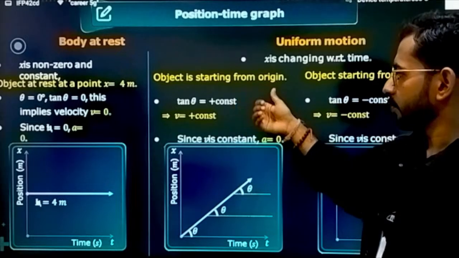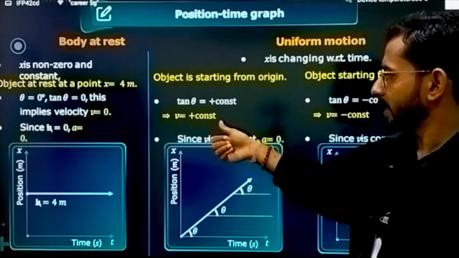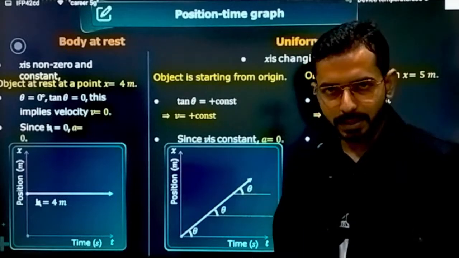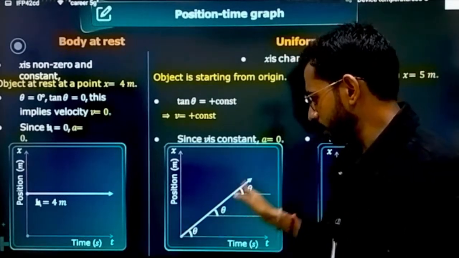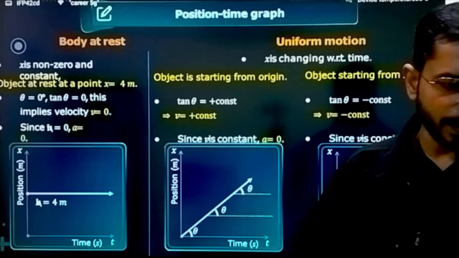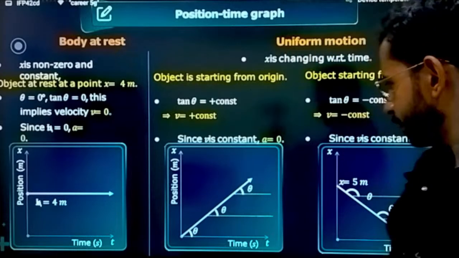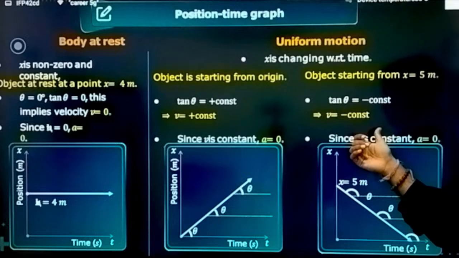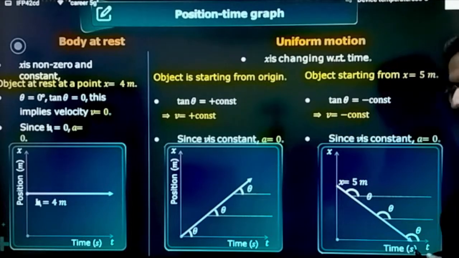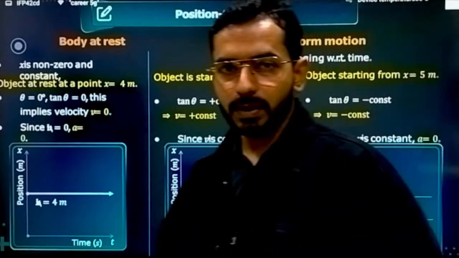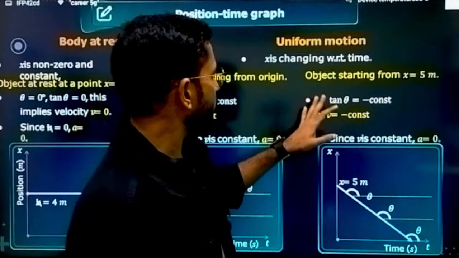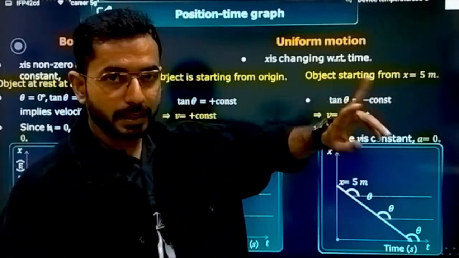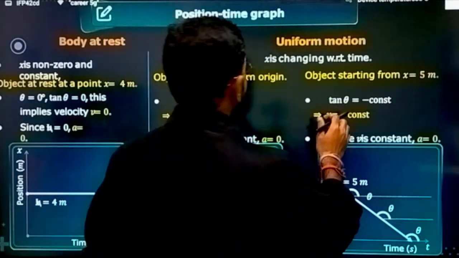Second case, the object is starting from the origin, and velocity is constant. Acceleration is 0. Velocity is given constant, so acceleration is 0. We have already discussed that it will be a straight line, y equals mx, passing through the origin. Next case, acceleration is still 0 and velocity is negative. If velocity is negative and nothing else is mentioned, the object is starting from the position x equals 5. That means what kind of curve will you have?